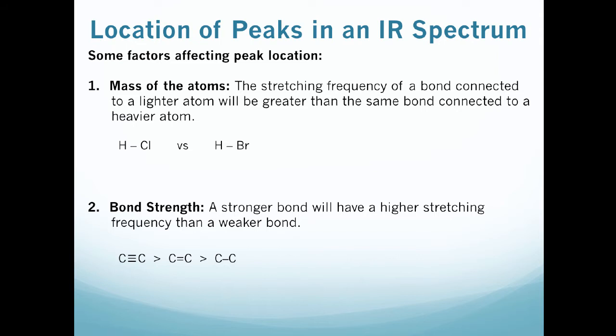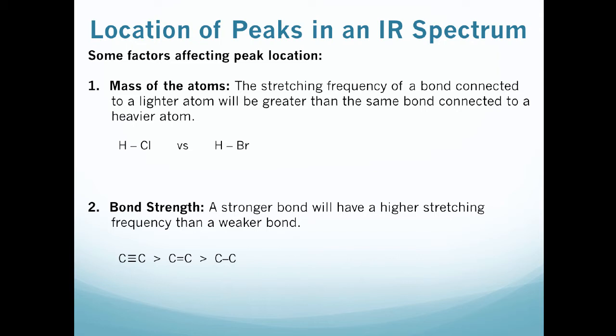In a lot of cases, you're just going to be able to use a chart to see where certain stretches for particular functional groups are. But it's really nice to know what factors influence where the peaks show up on an infrared spectrum. And there are 2 main factors that affect the peak location. The first is the mass of the atoms. So what we're going to see here is that the stretching frequency of a bond to a lighter atom will be greater than the same bond connected to a heavier atom.